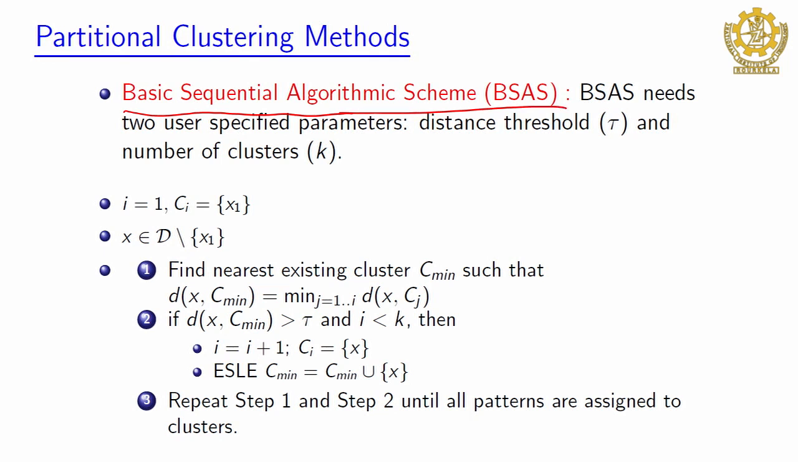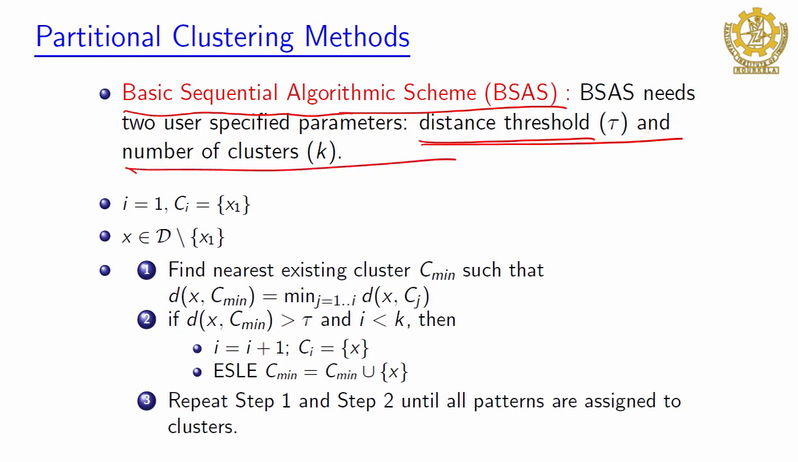BSAS needs 2 user specified parameters, that is the distance threshold and the number of clusters. Distance threshold means we will be using the Euclidean distance here, and the number of clusters is how many clusters I want out of this data set, which you have to specify as the user. So that was the initial algorithm. Later state of the art algorithms do not need the user to define the number of clusters. So these are the initial clustering algorithms, and it needs 2 parameters.